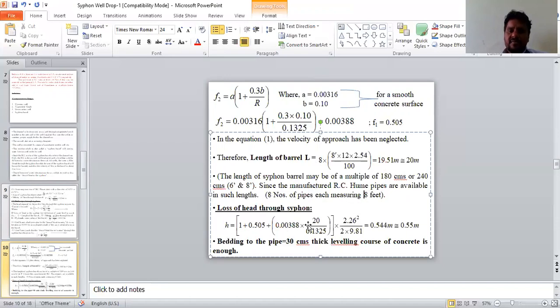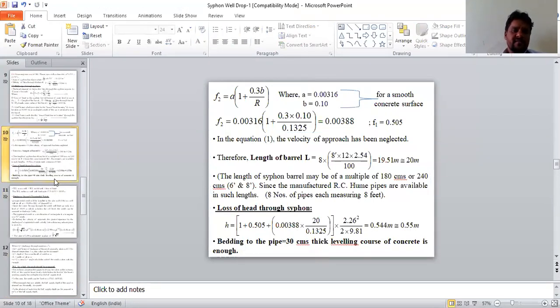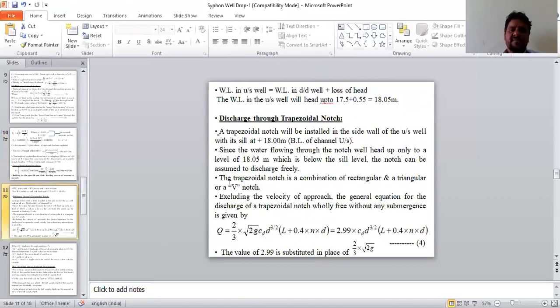Okay, so now substitute everything here. This is L, this is R, this is V, 2 into g, and this is F2 and F1. Everything is known, you will get 0.5, right? So bedding to the pipe is 30 centimeter thick leveling concrete, which is enough. You can assume 30 centimeter, 40 centimeter, 45 centimeter. Usually you can provide based on field experience, that is based on experience only. Right? So now it is okay.